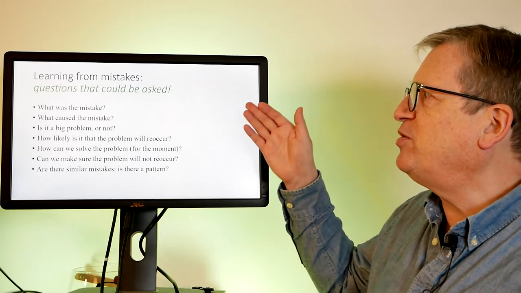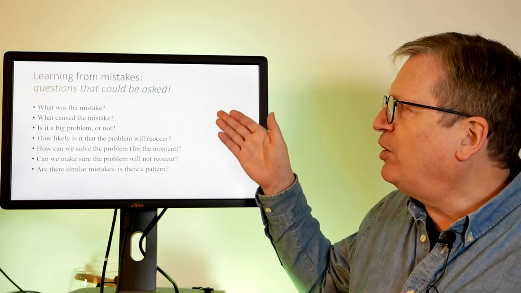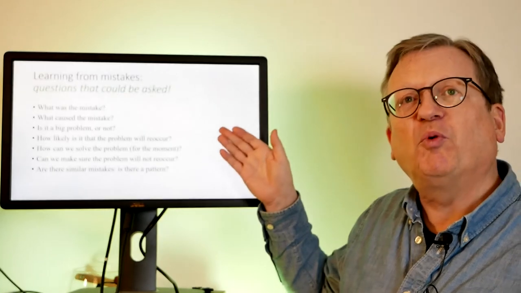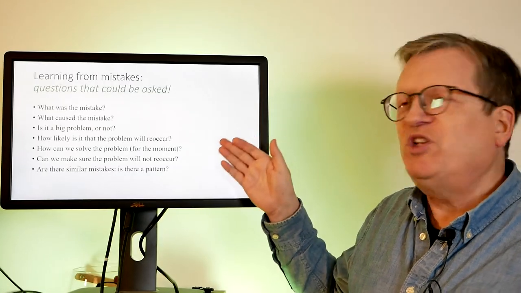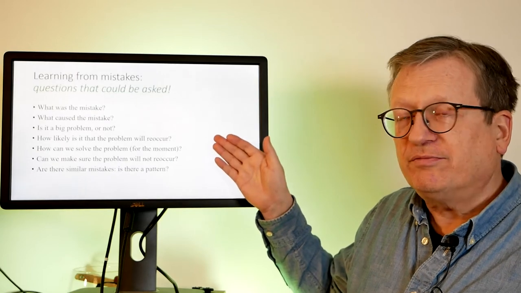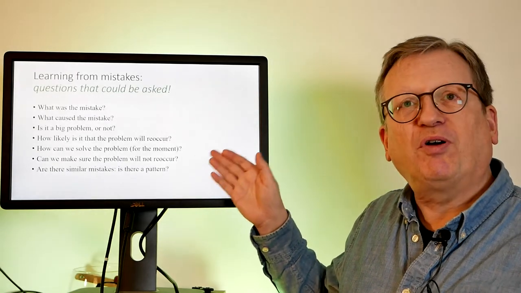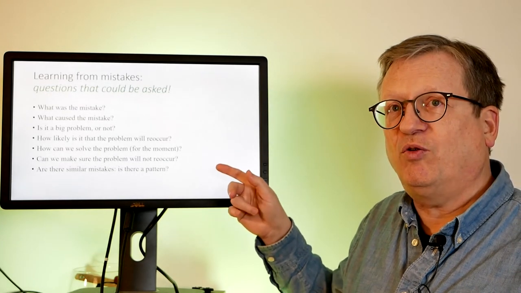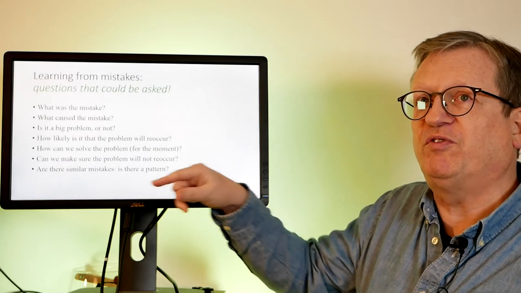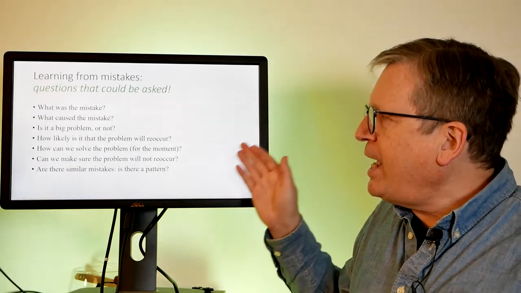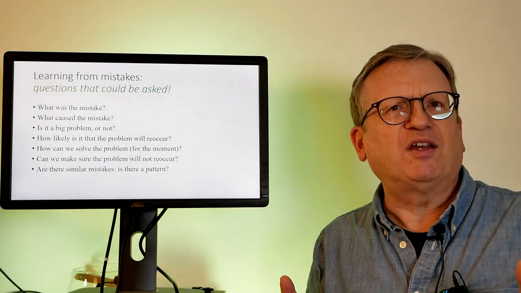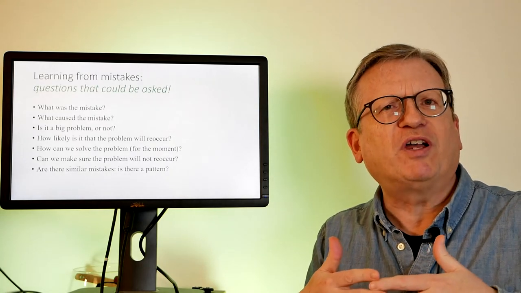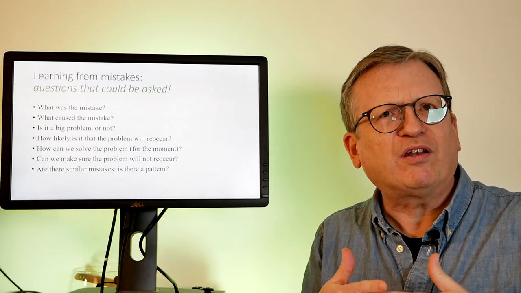How we see what is the mistake, what caused the mistake, to what extent this is a large problem or not, how likely the problem will occur again, can we solve the problem momentarily or not, can we make sure that this mistake will not occur again. Is the problem the mistake, or is the problem something else, and the mistake is that we tried to solve the problem the wrong way? And are there a series of similar mistakes that, taken together, seem to form some sort of a pattern, and maybe we need to identify this pattern better and work with that?